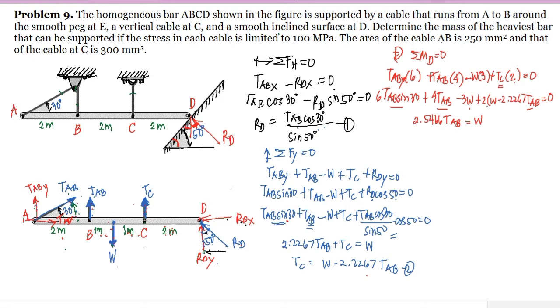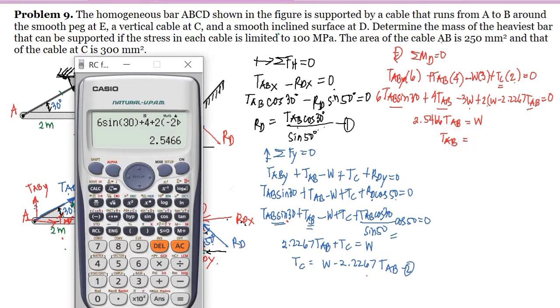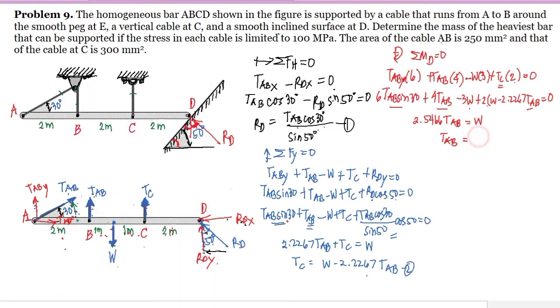Now, if we are going to express the TAB in terms of W, we have the TAB is equal to 1 divided by 2.5466, and we have here 0.3927. So this is equal to 0.3927 of W. And this is our equation 3.